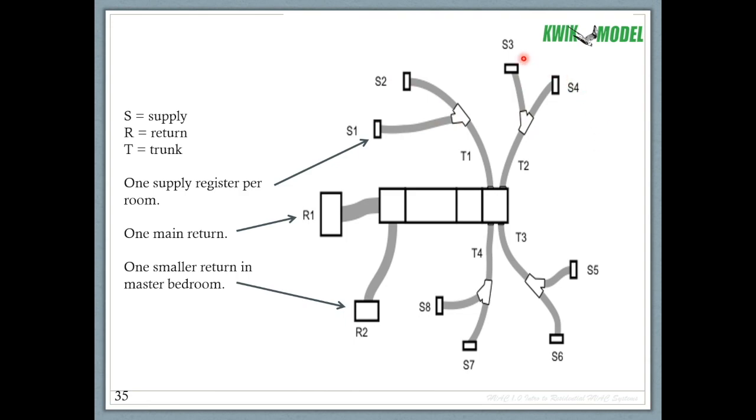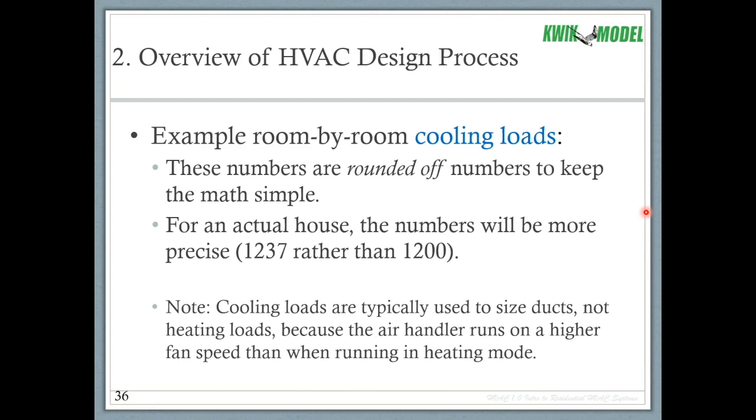So the first step is to figure out how much air needs to go to each room, and then we have to figure out how big these ducts need to be in order to provide that air. So I'm going to give you some example room by room cooling load calculation numbers for each one of those rooms. Keep in mind that these numbers are rounded off just to keep the math simple. In a real load calculation, you'll get a load calc for a room that's something like 1237 BTUs per hour, but I'm just going to round those off to nice round numbers like 1200. So just be aware of that. It's just to make this example easier to follow.